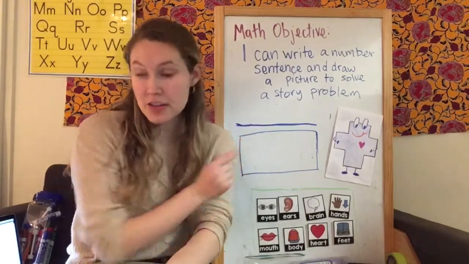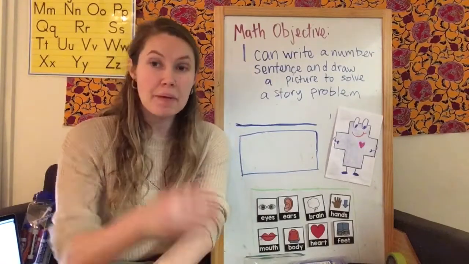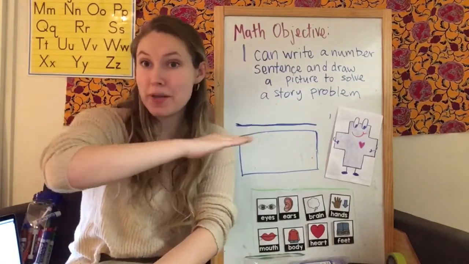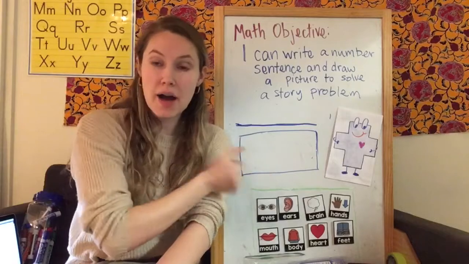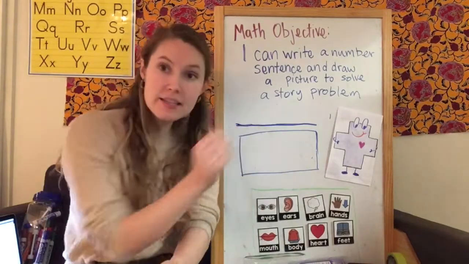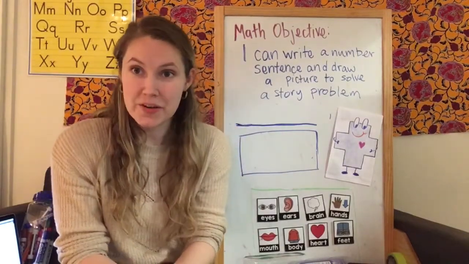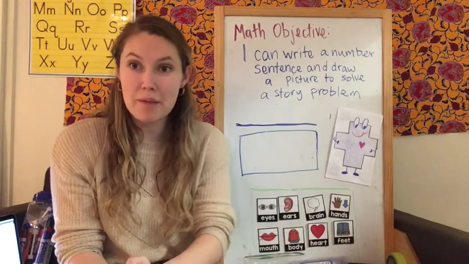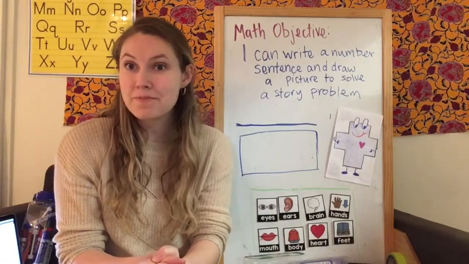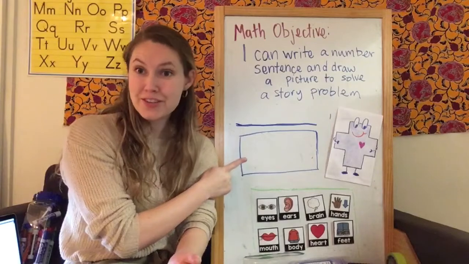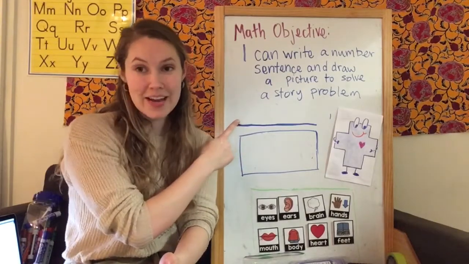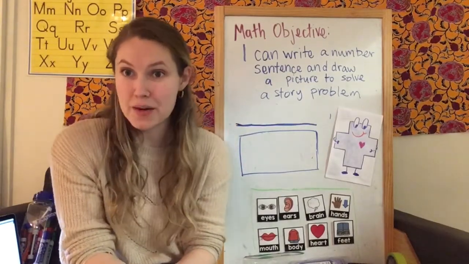Okay, so now you should have out your practice sheet. Remember that line at the top? That's going to be where you write your number sentence, and the box at the bottom that looks kind of like this, that's going to be where you draw your picture. So I'm going to tell you a story problem, and what I need you to do is to draw a picture that shows me the story problem and write your number sentence solving the story problem.